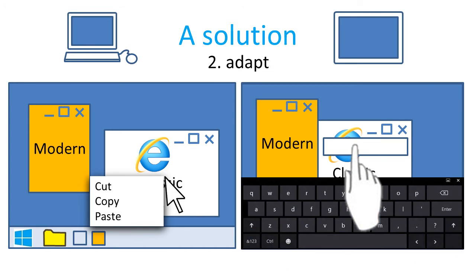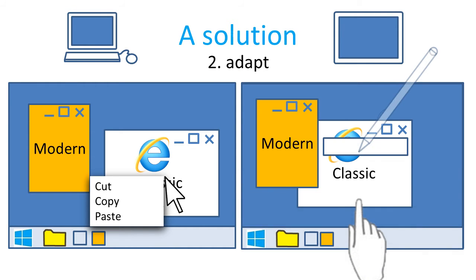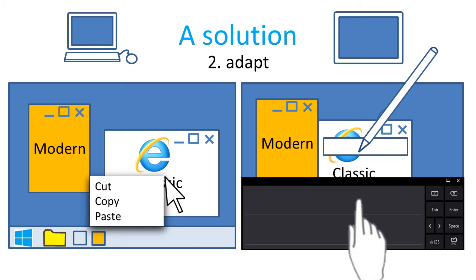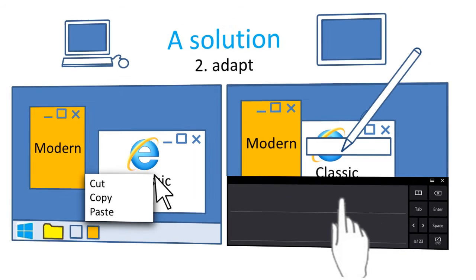If no physical keyboard is present, tapping on a text field with a finger should make the on-screen keyboard appear. Currently, this does not occur in classic applications. And tapping with a pen should make the pen tab appear.